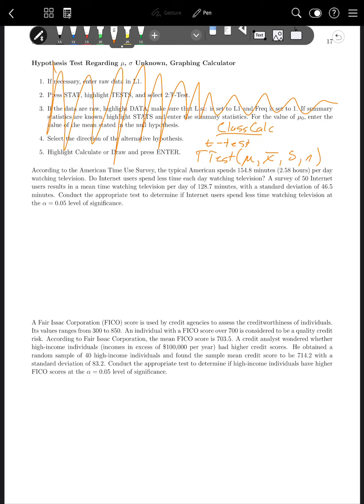First of all, we can do a hypothesis test because our sample size is greater than or equal to 30. So we're going to go ahead and write our hypotheses. H0 is that mu equals 154.8, so that it's the same as a typical American. And then H1 is that mu is less than 154.8 because we want to look for less time watching. Then we can use our t-test, and we're going to plug in our mu, which is 154.8, our x bar, which is our sample mean, 128.7, our sample standard deviation of 46.5, and our sample size of 50.